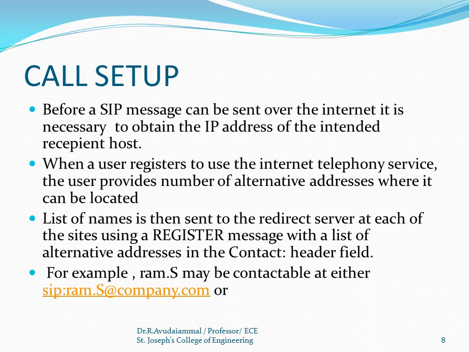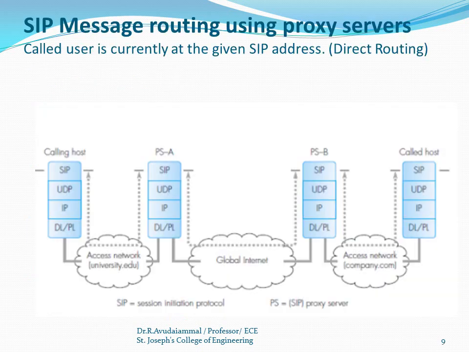For example, rom.s, assume that this is a user, he is a client, and they are contactable at either rom.s at company.com. Here, this SIP refers to an SIP address, and they are contactable at the other address, that is our organization.org. He is available at two addresses. Now we'll see how the message is routed when they are at the same address or when they are relocated.